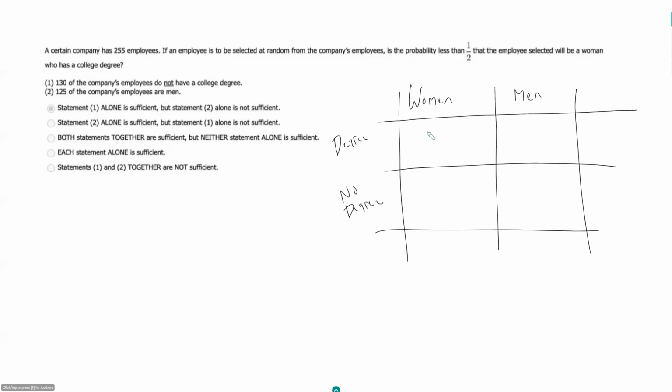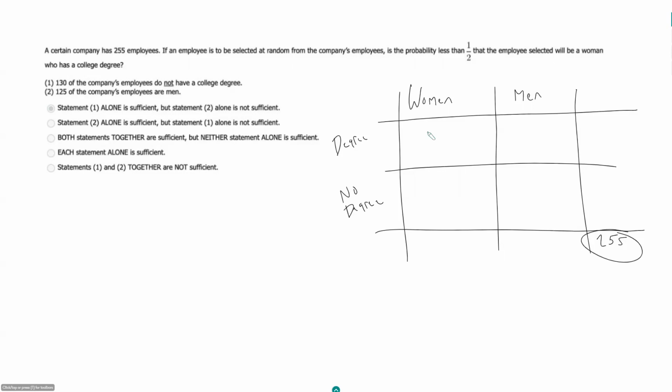so first we know that our total employees is 255. And so we want to know if the probability of selecting someone from this box here, women with a college degree, is less than 1/2 or less than 50%. So we can think of that as this box being less than half of our employees.